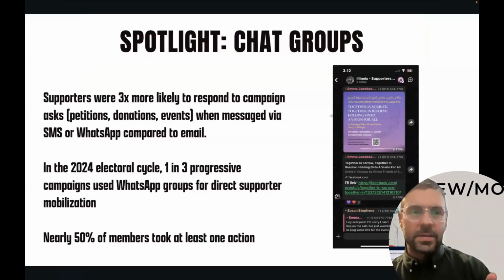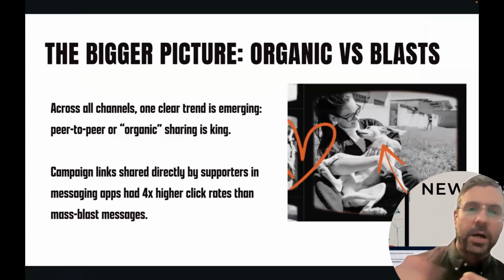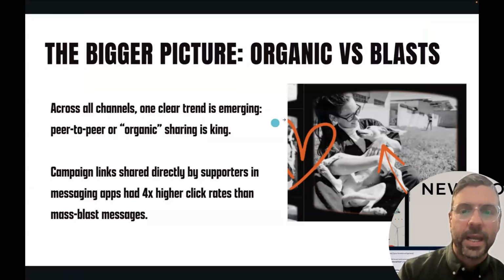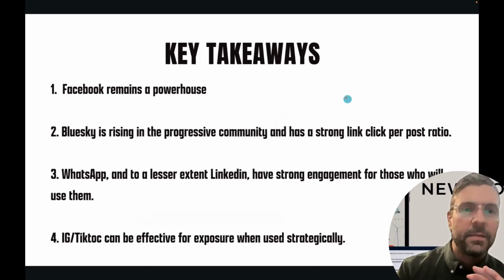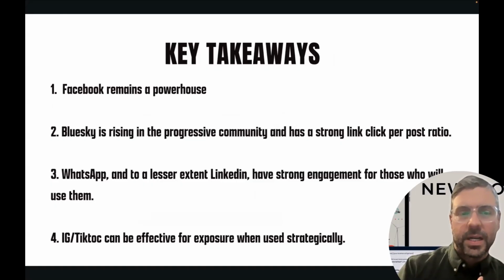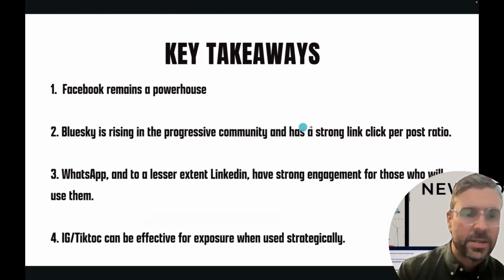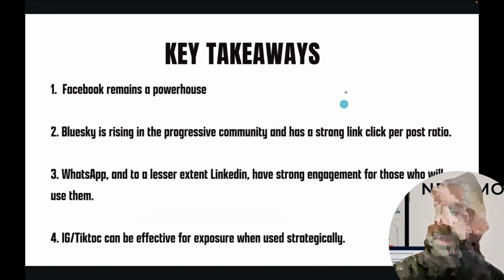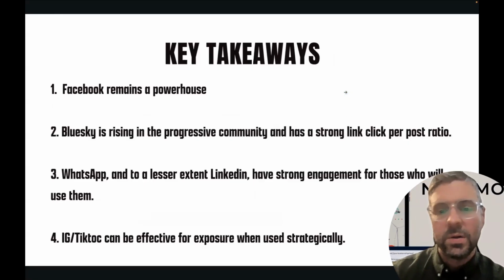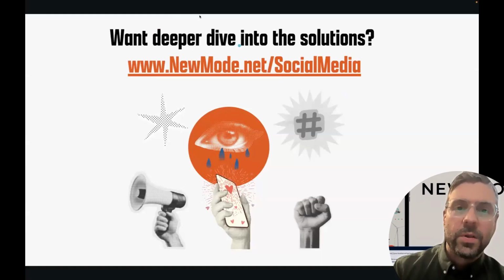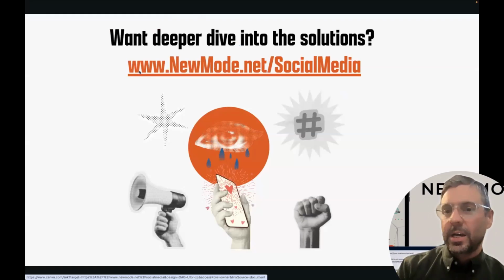I'll scroll past this because I know we're running low on time. And I'll say the big picture is that across all channels, one clear trend is emerging: peer-to-peer and organic is king. Facebook remains a powerhouse. Blue Sky is rising in the progressive community and has strong click rates. WhatsApp and, to a lesser extent, LinkedIn have strong engagement for those who use them, and Instagram and TikTok can be effective for exposure when used strategically. So that's obviously a quick whistle-stop tour of this.